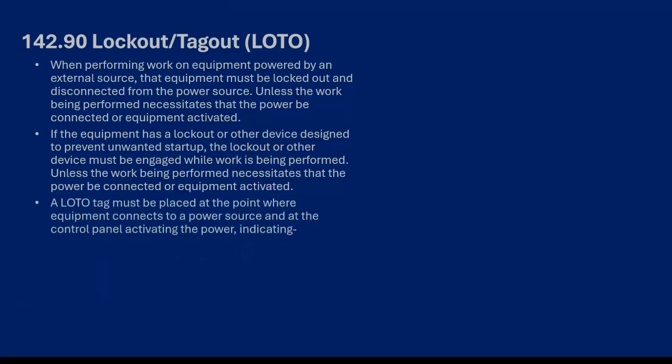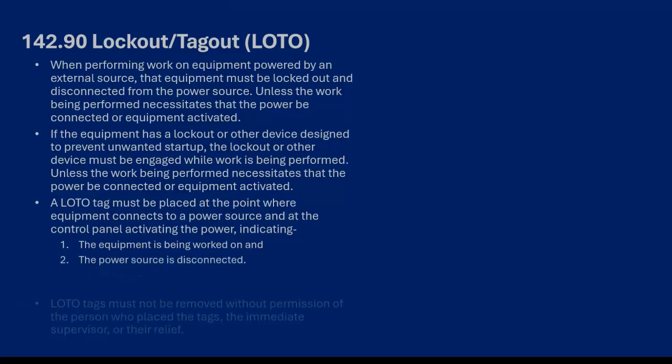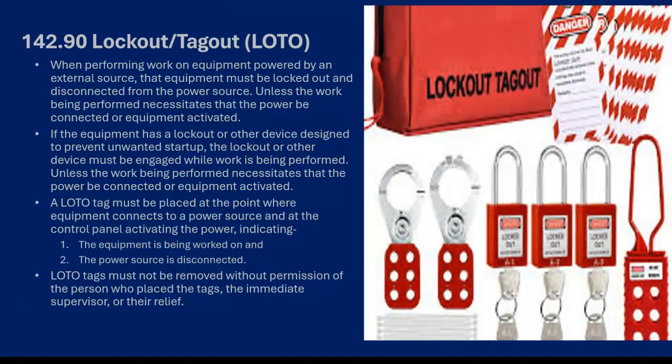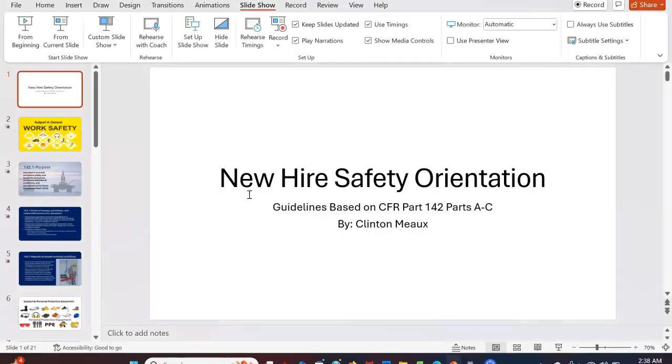A LOTO tag must be placed at the point where the equipment connects to a power source and at the control panel activating the power. This is going to indicate that the equipment is currently being worked on and the power source is disconnected. LOTO tags must not be removed without permission of the person who places the tag, the immediate supervisor, or their relief, being the person who placed the tag's relief. Here's just some types of lockouts. And that concludes our presentation.